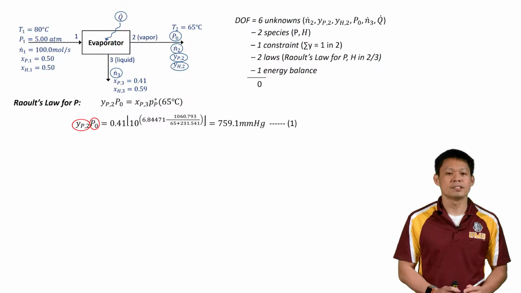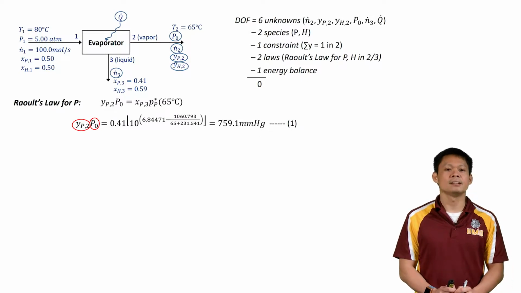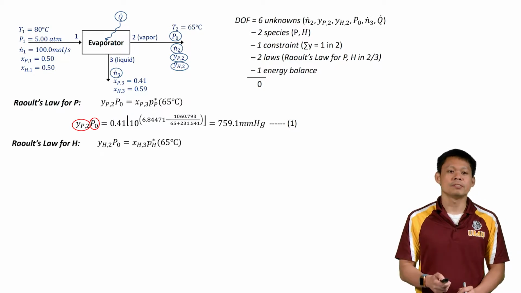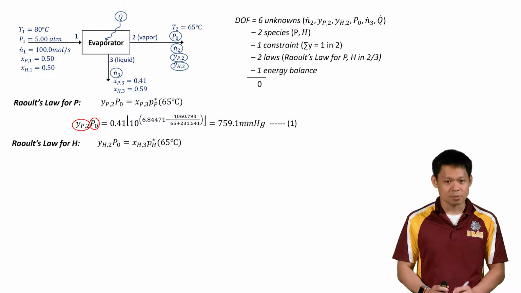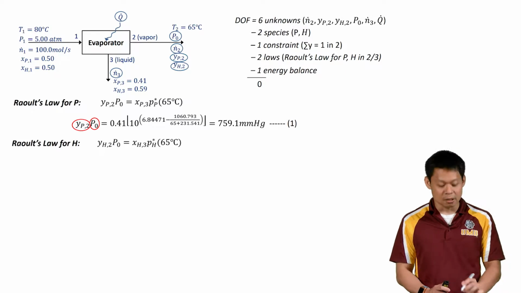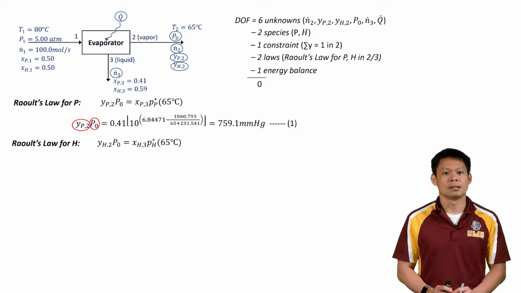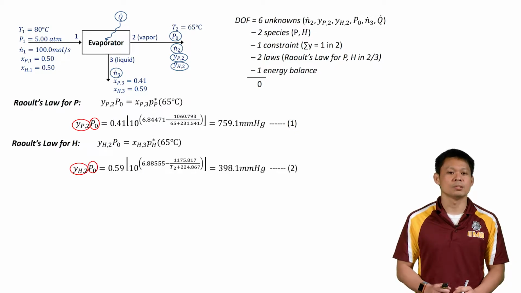And so now we have our first equation, which has our 2 unknowns, the mole fraction of pentane and the pressure of the evaporator. We're going to solve that concurrently with our Raoult's law for hexane, which is going to look very similar, but now we're going to need to reevaluate our vapor pressure of hexane at 65 degrees C using the new Antoine's constants.